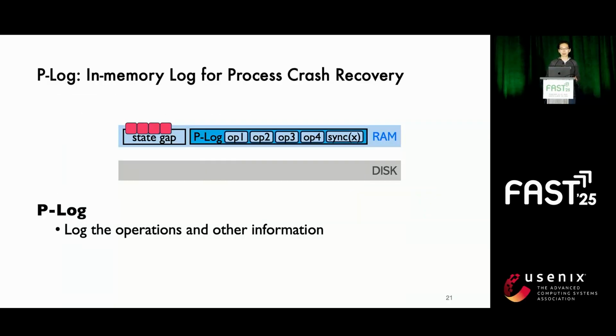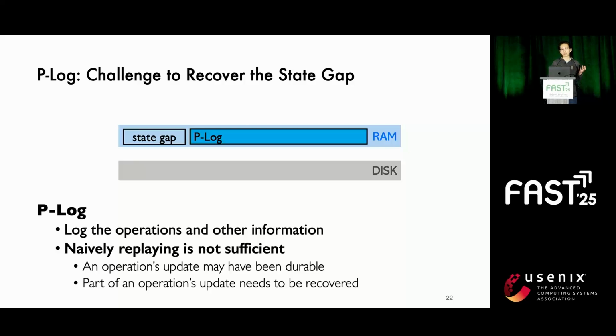Plog is an in-memory log designed for process crash recovery. It logs the operations and other information. Recovering the state gap by plog is challenging. So the first reason is naively replaying each operation is not sufficient.